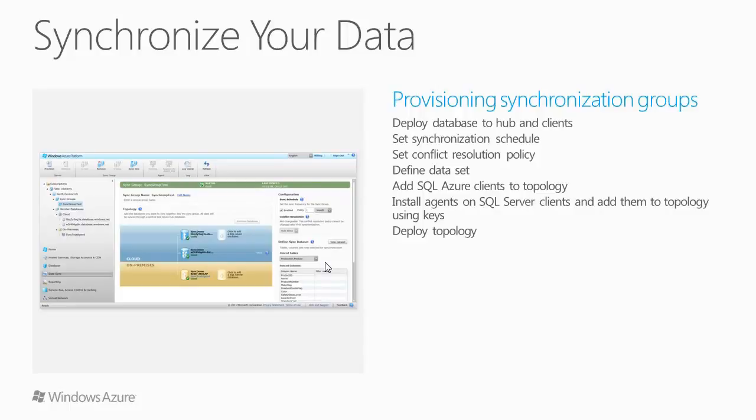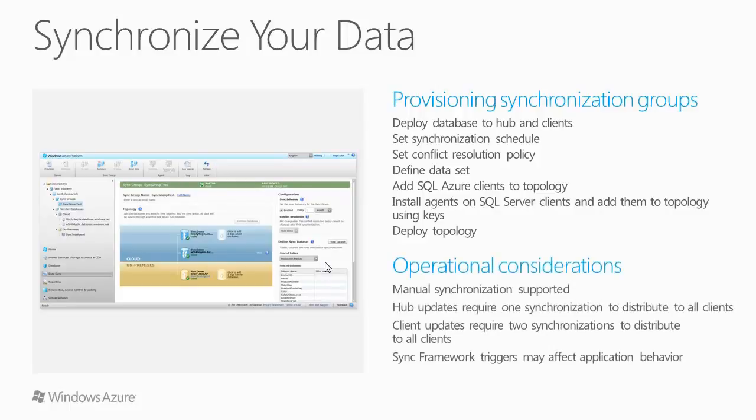It is so slick. So you can deploy database to hubs and clients. You can set the synchronization schedule, set the conflict resolution policy, define your data sets. You can add SQL Azure clients to the topology. Again, if you're synchronizing on-premise, you need an agent on the client to be able to add them to the topology. And then you deploy that topology, and then voila, you're ready to go. So really, within just a matter of minutes, we can set up a synchronization between SQL Azure and on-premise SQL Server, all within just this great wizard-driven interface through the management portal.